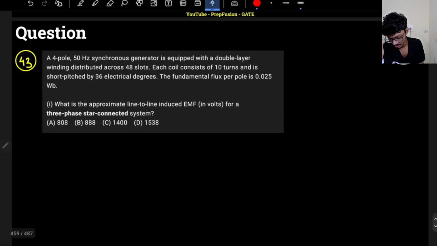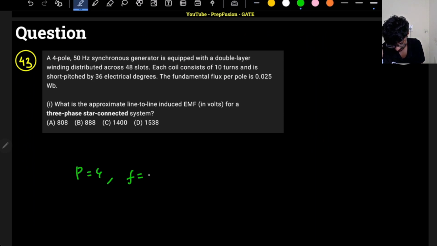A 4-pole 50 hertz synchronous generator. So it is a 4-pole, 50 hertz, f is equals to 50 hertz, synchronous generator equipped with double layer winding distributed across 48 slots. So S equals to 48 slots. Each coil consists of 10 turns. So each coil has 10 turns. So T equals to 10. Is short pitched by 36 degrees. So it is short pitched by 36 degree.